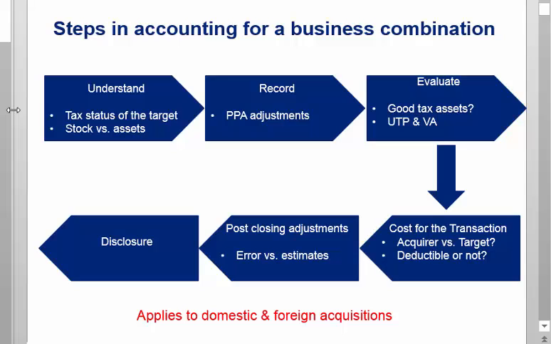Third, we need to think about what else we got. Take Avago. Avago bought LSI. What did Avago inherit when they got LSI? One of the things was NOLs. LSI had losses, and so when Avago bought LSI, Avago has losses now.